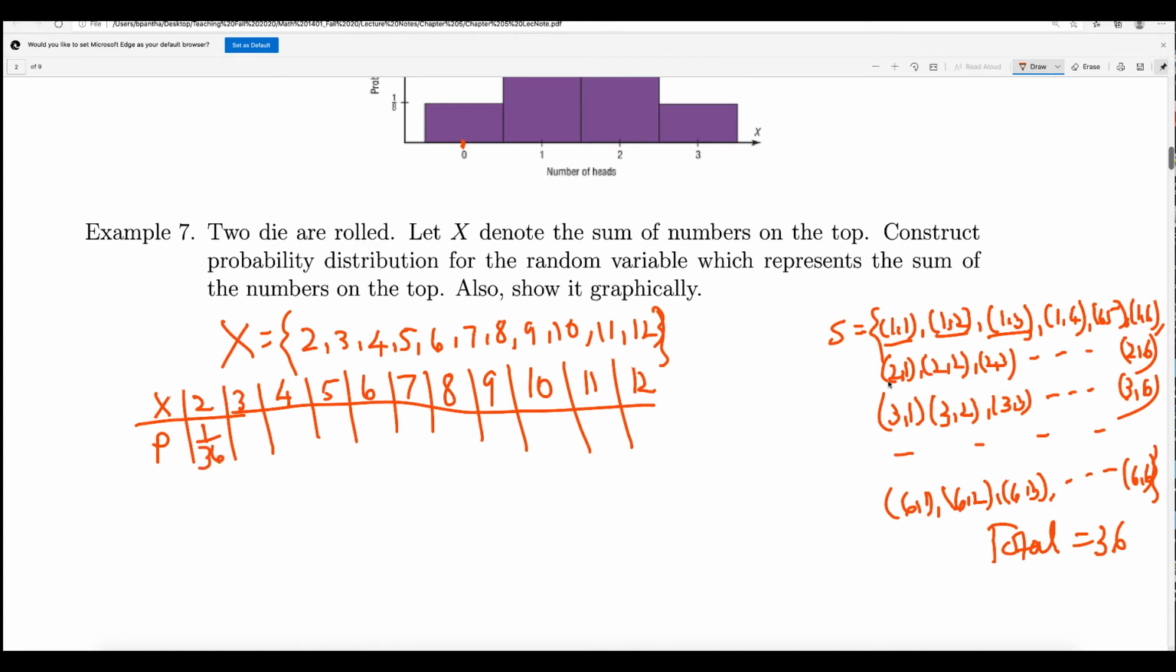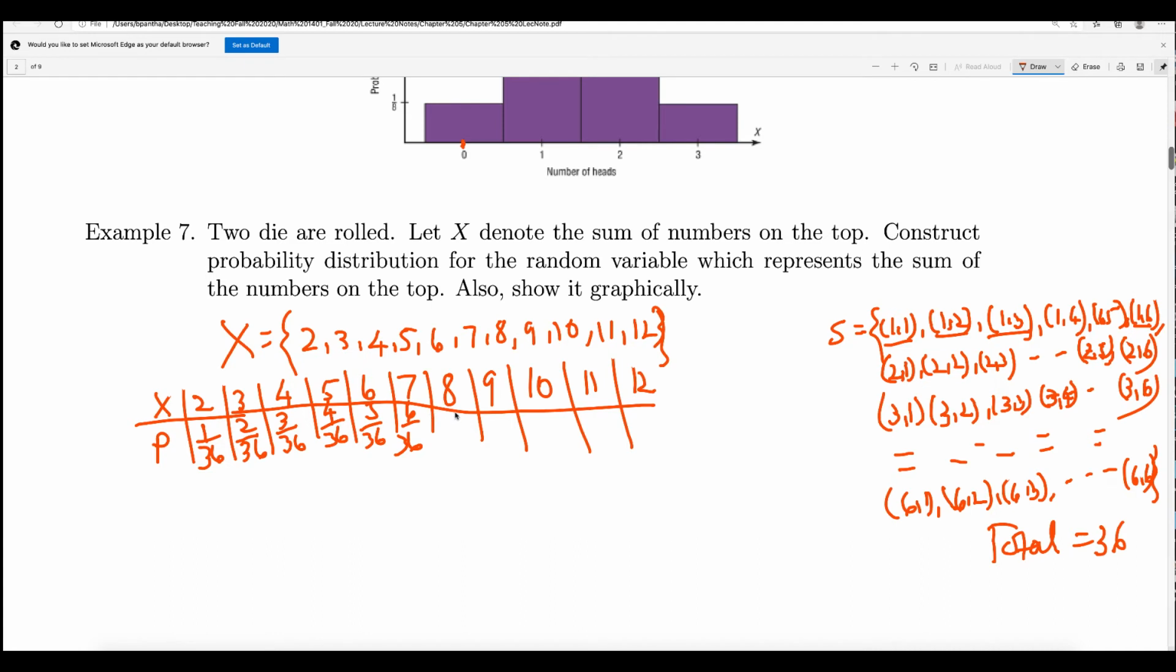How many outcomes have sum 3? That is 2 outcomes, so we write 2 over 36. Similarly, you will get 3 over 36, 4 over 36, 5 over 36, and 6 over 36 for sum 7. What are the outcomes that have sum 7? That will be 1 6, 2 5, and 3 4, and similarly 4 3, 5 2, and 6 1. So that makes 6 outcomes, 6 over 36.